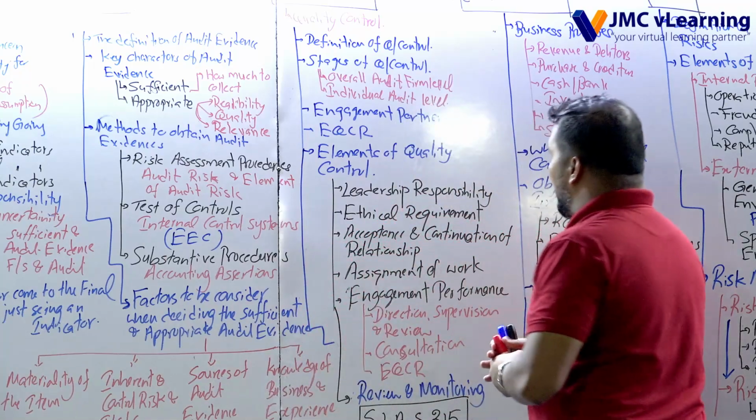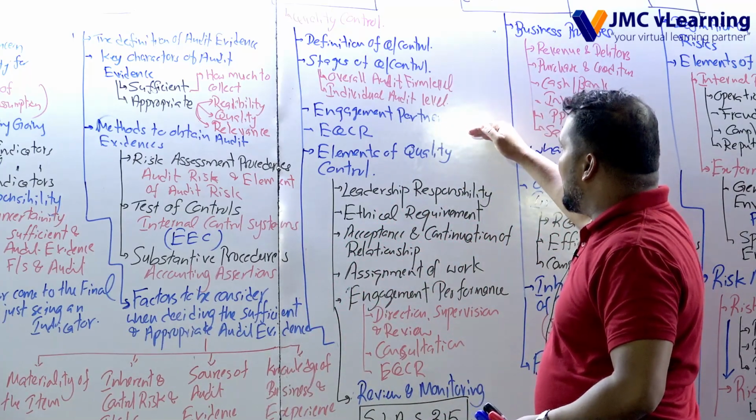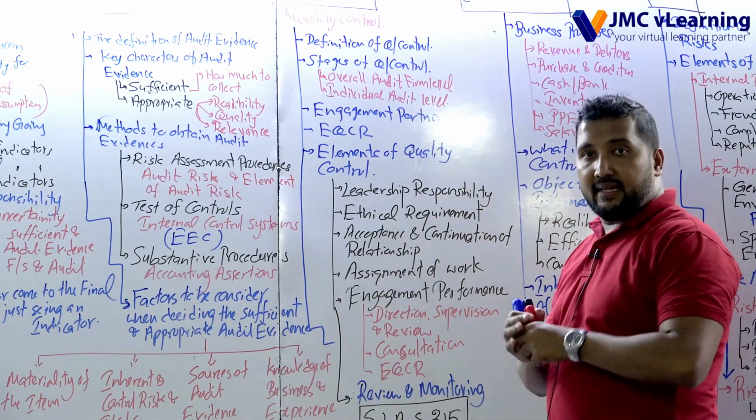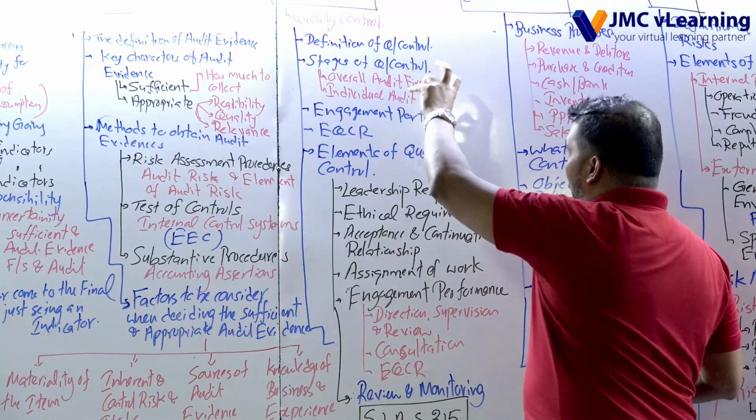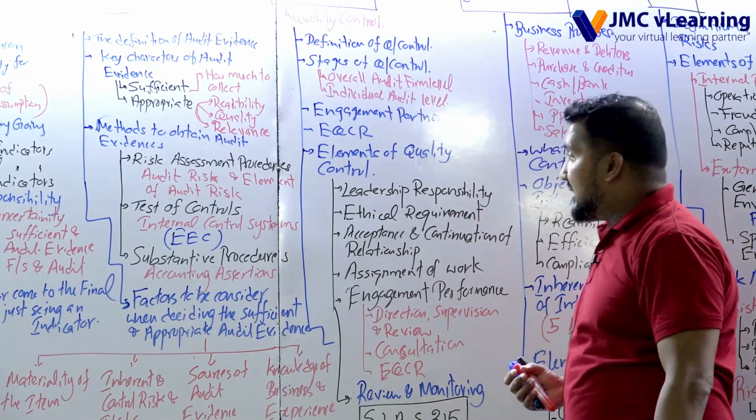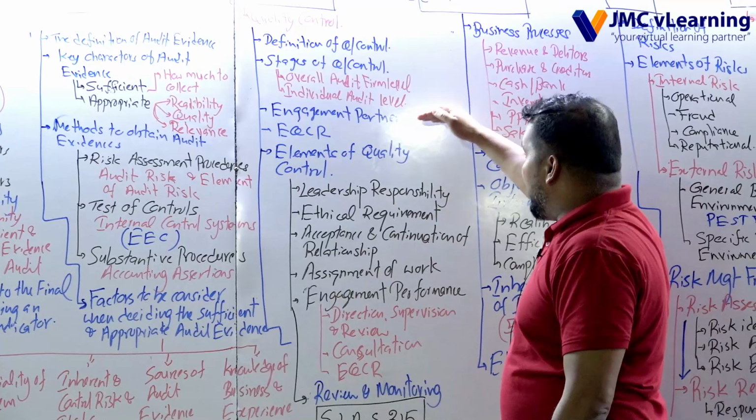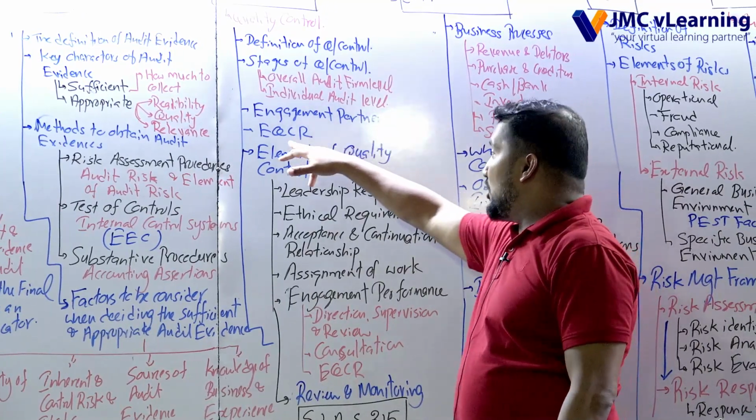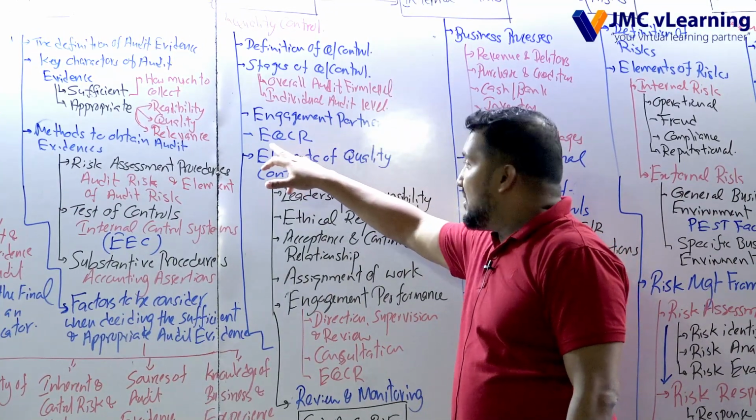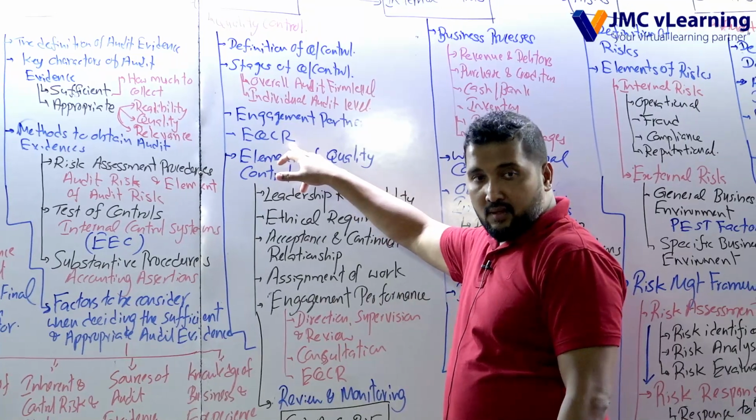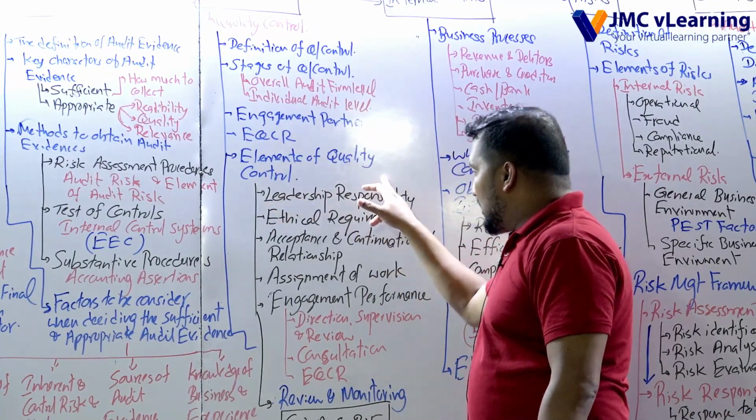Basically the definition of quality control: what do you mean by quality control? Then the stages of quality control, which we have segregated into 2: overall audit firm level as well as individual audit level. Then we discuss the engagement partner. Then we discuss EQCR. What do you mean by EQCR? Engagement Quality Control Review.